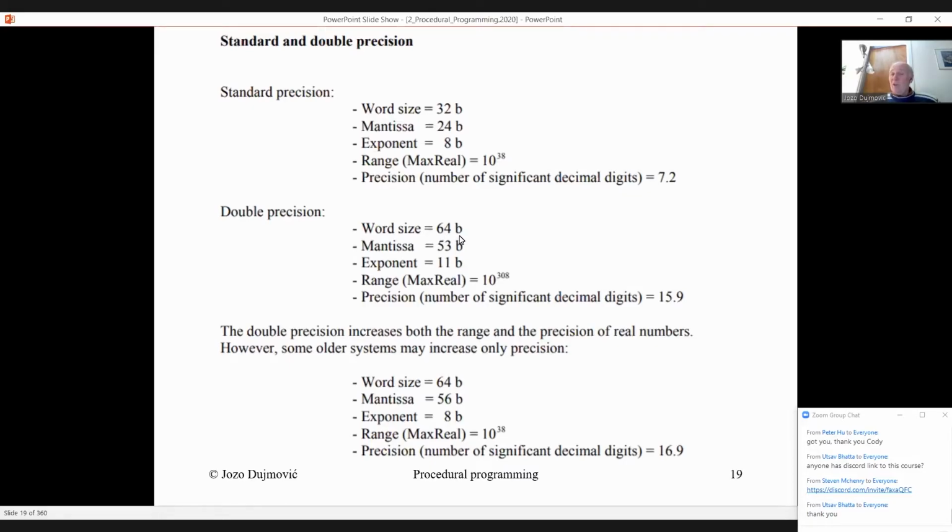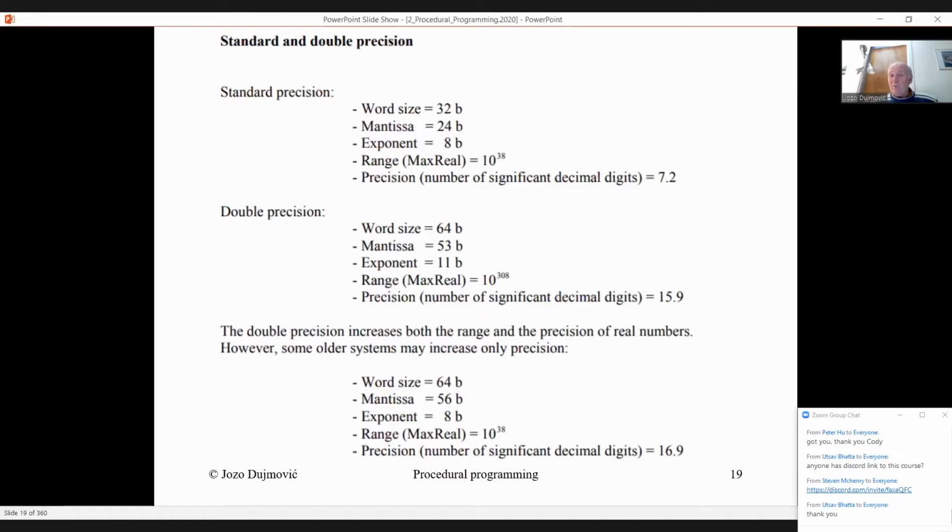most current computers and compilers have 64 bits in double precision, with a Mantissa that has 53 bits and an Exponent that has 11 bits. So 2 to 11 gives you a range of 10 to 308. So this is a rather big number. 10 to 308 is a very big number, insufficient for astronomy, but sufficient in most cases of computer applications. And precision, which is the number of significant decimal digits, is close to 16.